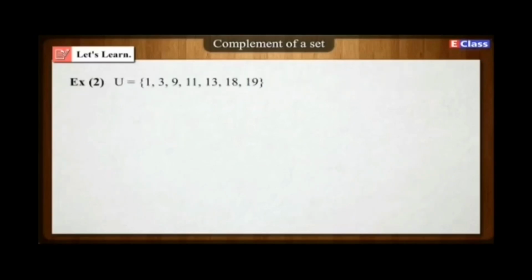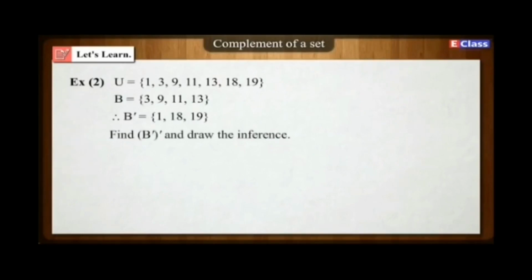Let's take one more example. Suppose there is a universal set with the elements 1, 3, 9, 11, 13, 18, 19 within curly brackets. And there is one set B with the elements 3, 9, 11, 13. And we have to find B complement. So B complement will be all the elements of the universal set which are not present in B. That is, B complement is equal to {1, 18, 19}.